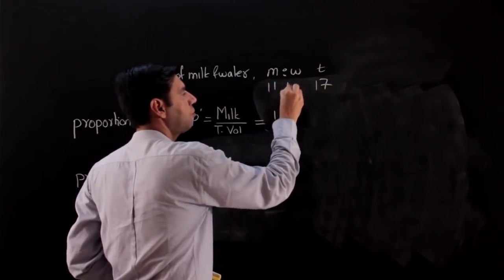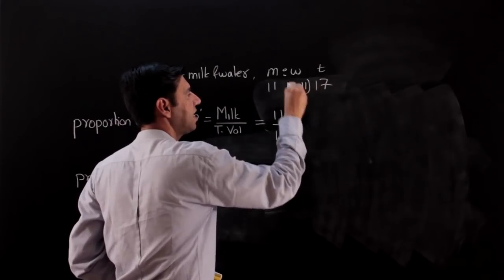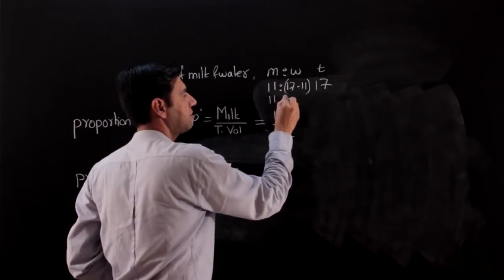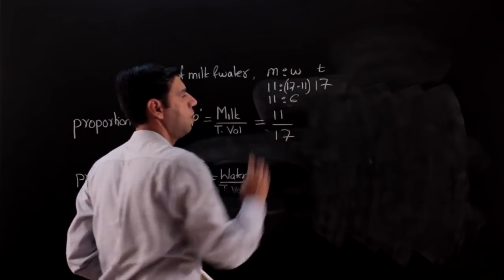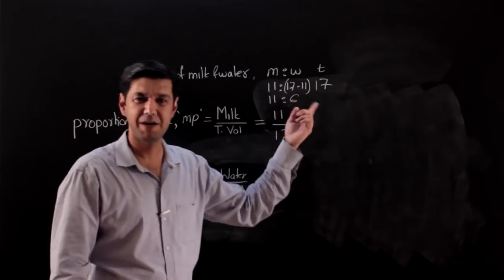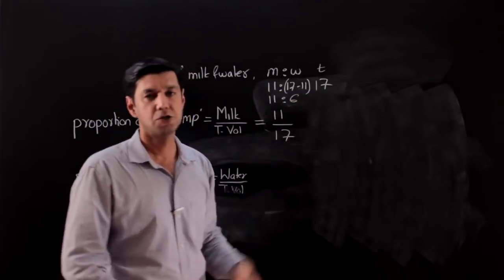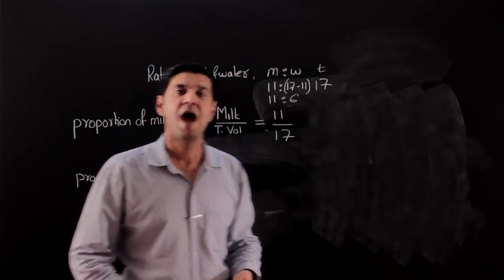So what is water going to be? Obviously 17 minus 11. And these are in ratios. I do not know the actual quantity, so the ratio is going to be 11:6. Hope you get that. You need not write 17 minus 11, 17 total, 11. The rest of it is 6. So you should be able to come back to this, right?